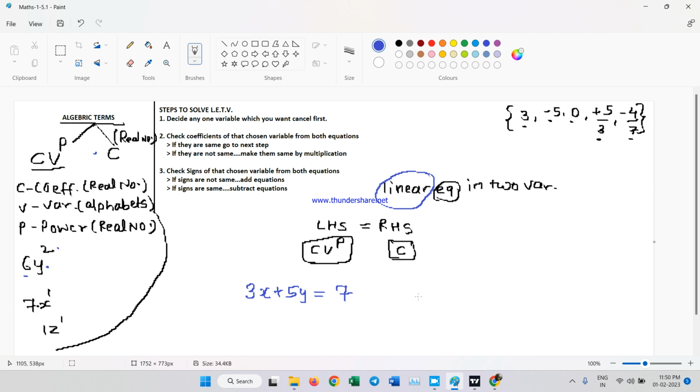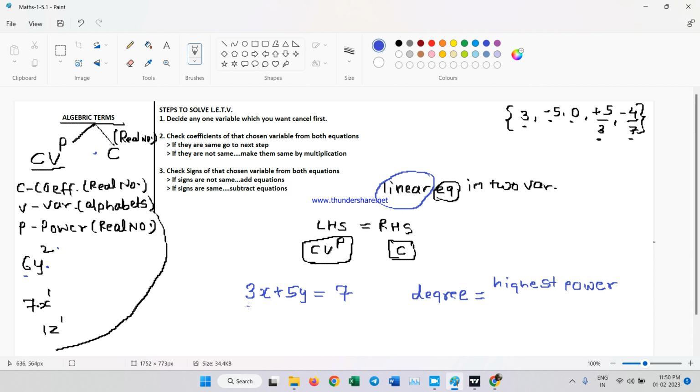Okay, now there is something called degree. Degree means what? I will simply tell you, degree means the highest power present in the equation. So let's try to figure out the powers of the various terms.